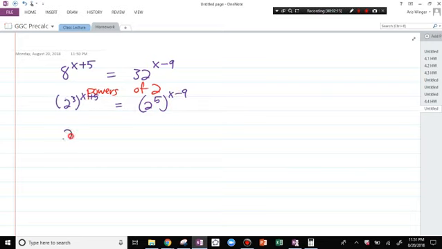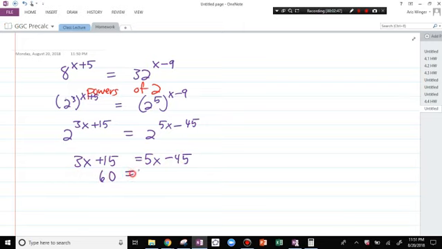And now we're in the business of multiplying these powers. You distribute the x plus 5, the 3 times the x plus 5, that's 3x plus 15 equals 2 to the 5x, and then 5 times 9 is 45. Make sure you distribute the 3 and the 5. I have 2 exponentials that are equal, the bases are equal, so that means that the powers are now equal, and you will solve for x appropriately. 60 equals 2x, x is 30.